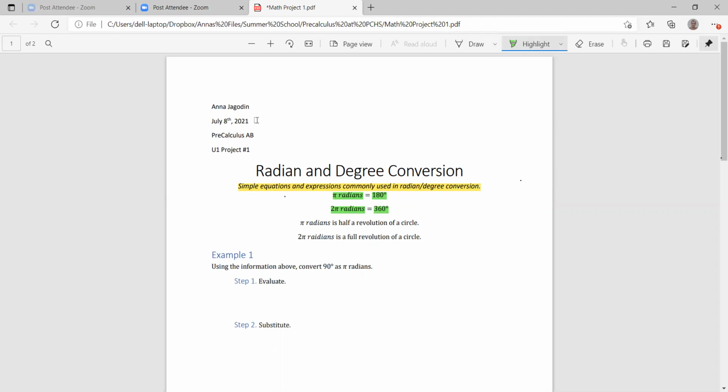And now, as pi radians are half of a circle, pi radians are half a revolution of a circle. And again, to reach the full circle, you must multiply by 2. That is why 2 pi radians is the full revolution of a circle.